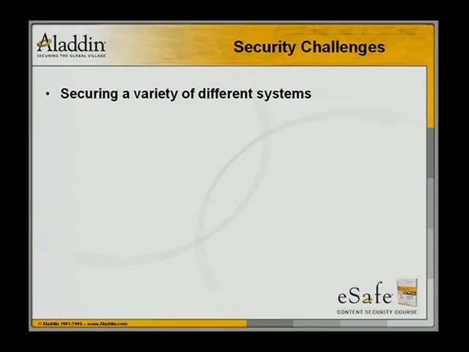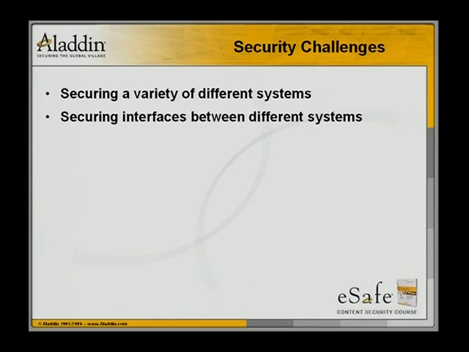We have many security challenges. One of them is securing a variety of different systems. As we saw in the previous slides, we have many kinds of electronic systems like cell phones, laptops, computers. We have many kinds of operating systems. Think of Windows, think of Linux, think of Mac, and we also have to secure the interfaces between those different systems.